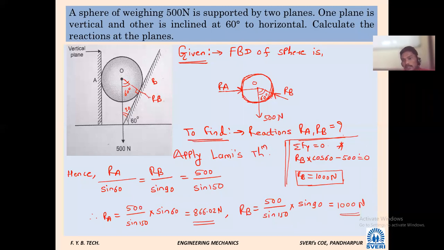Are you getting? You can apply summation Fx equal to 0. You can put the RB value and you will get the same RA. You can cross check yourself. Are you on the correct track? Shall we go next? Let us see what is next.